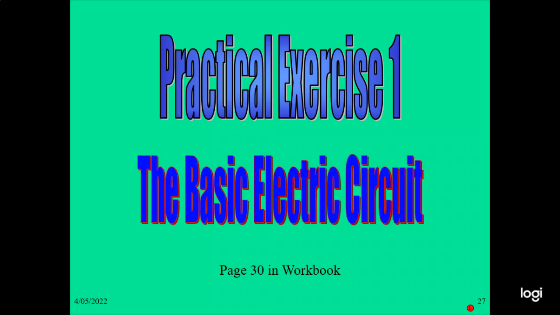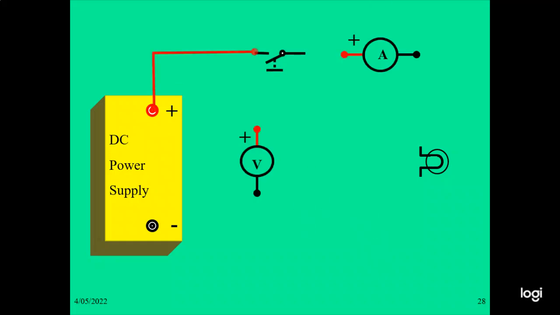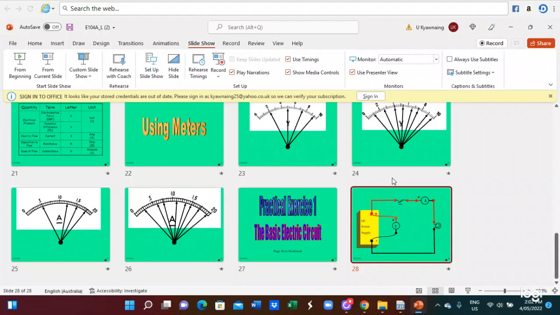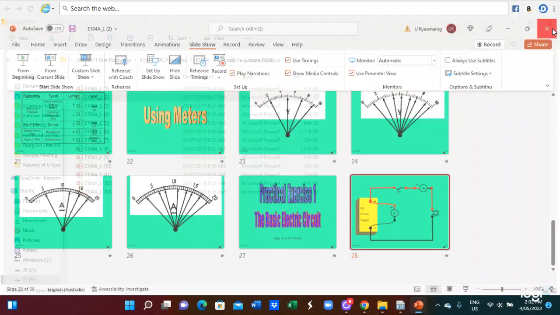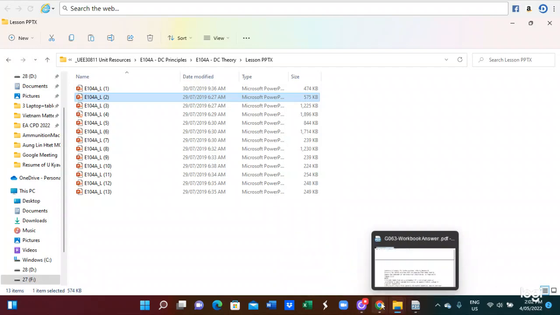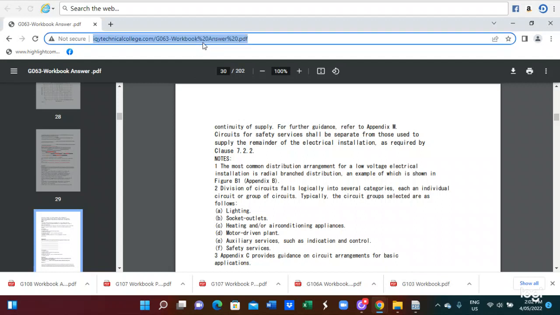So we also do this practical exercise. This is the connection of the DC supply, and this is the switch. This is the voltmeter. We join all of them this way, and the voltmeter is connected in parallel. So today's lesson we talked about the symbol notation, and also the basic electrical circuit, and also the electrical diploma.